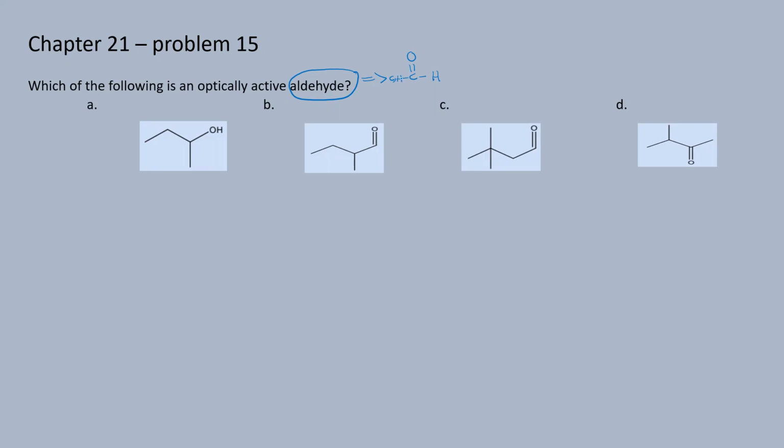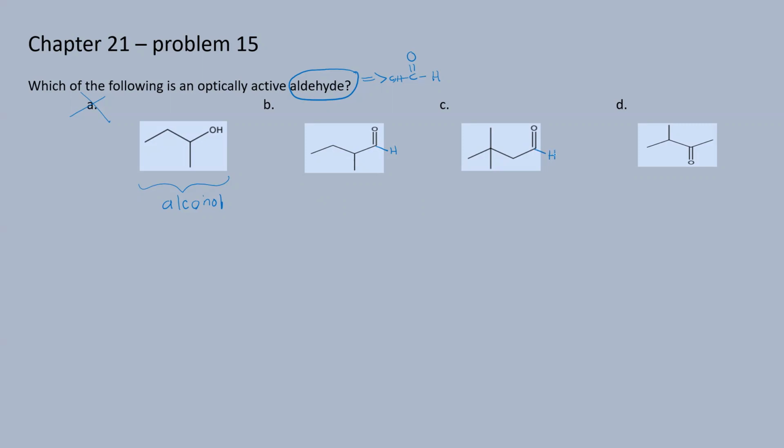So the first one has an OH. There's no double bond whatsoever. This functional group is called an alcohol. That's not an aldehyde. The second one, we have that double bonded O at the very end, and there has to be a hydrogen there if that carbon is going to have 4 bonds. And same with C.